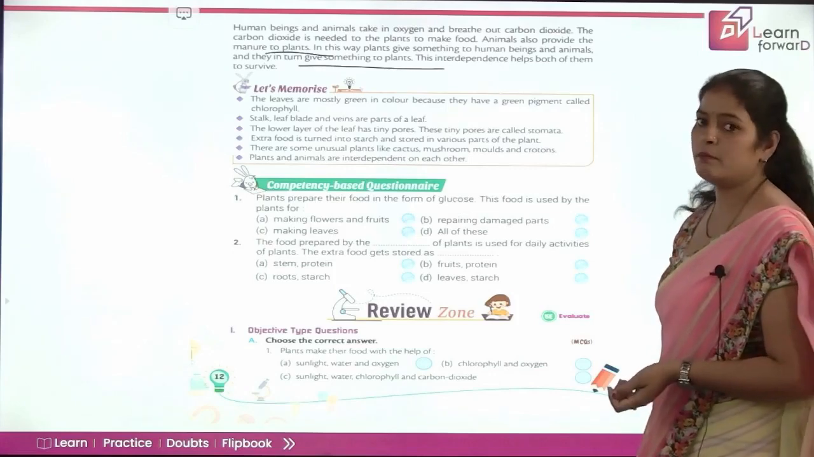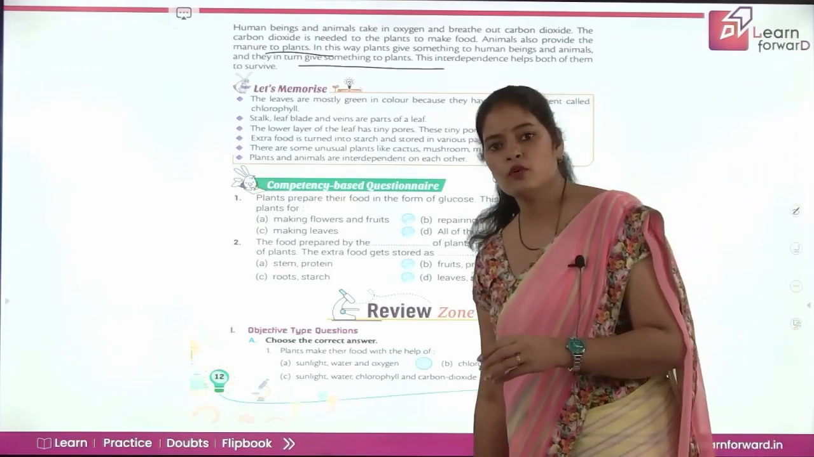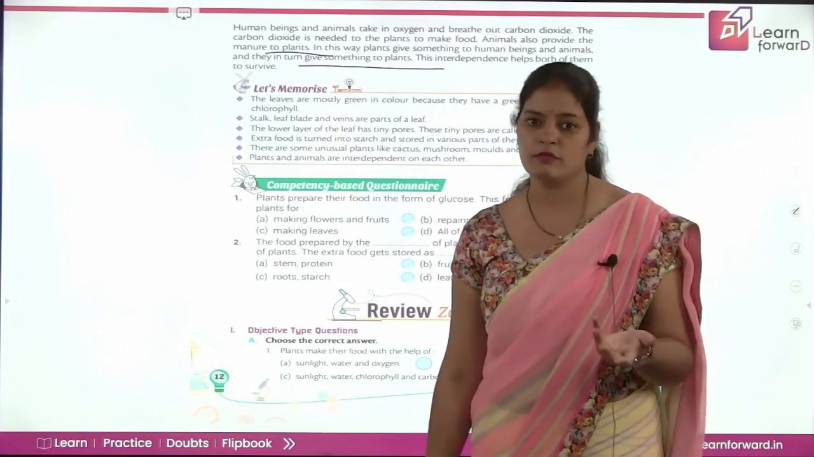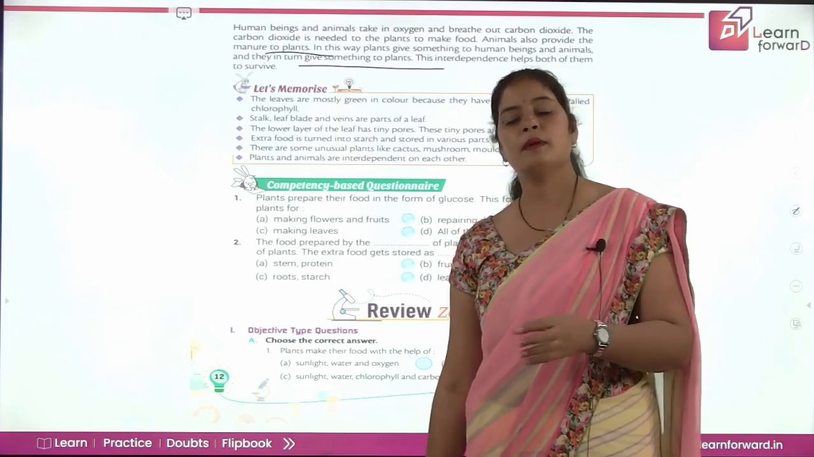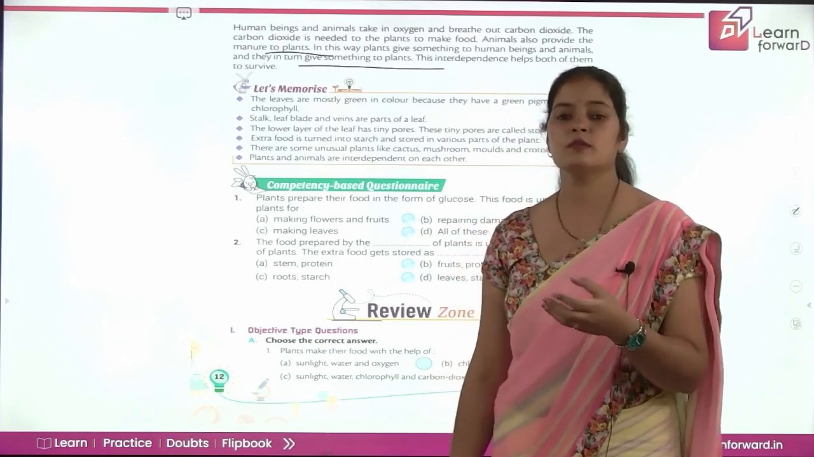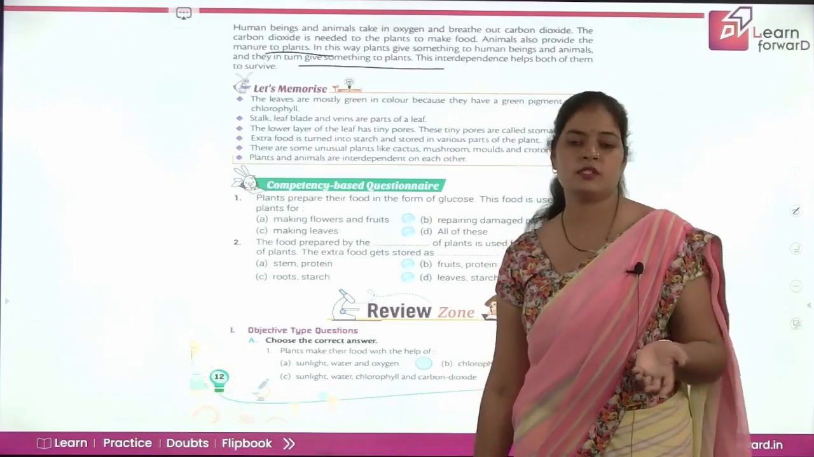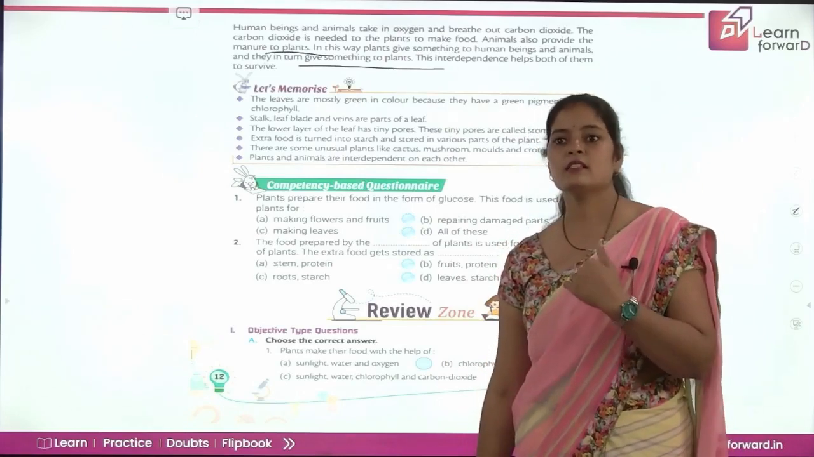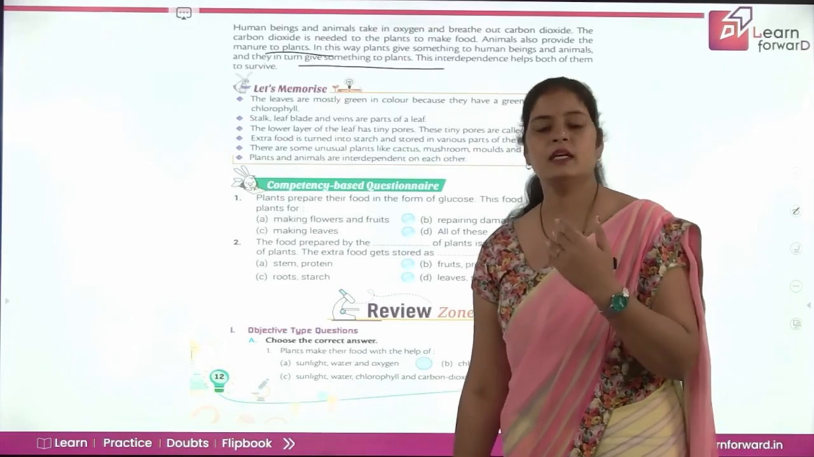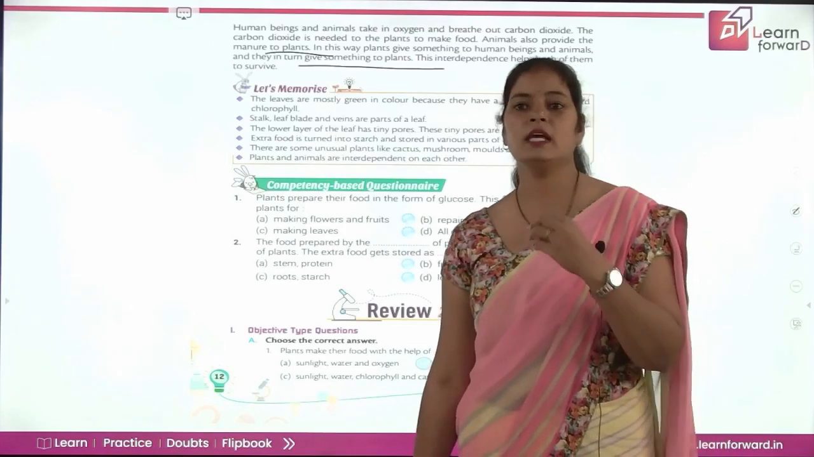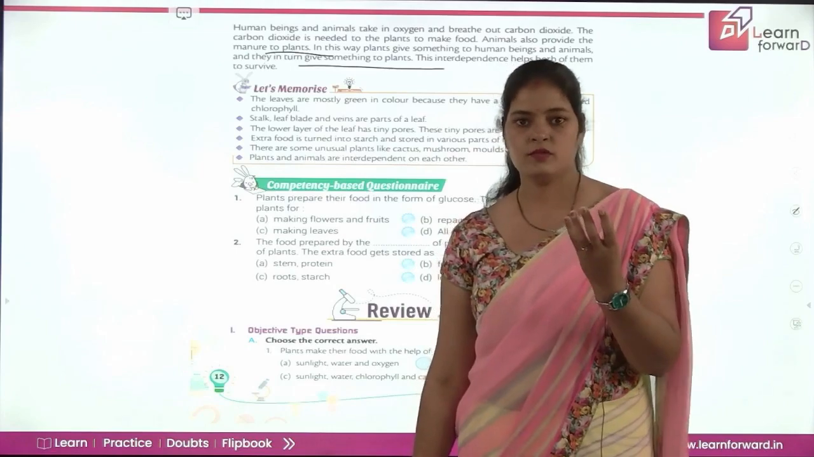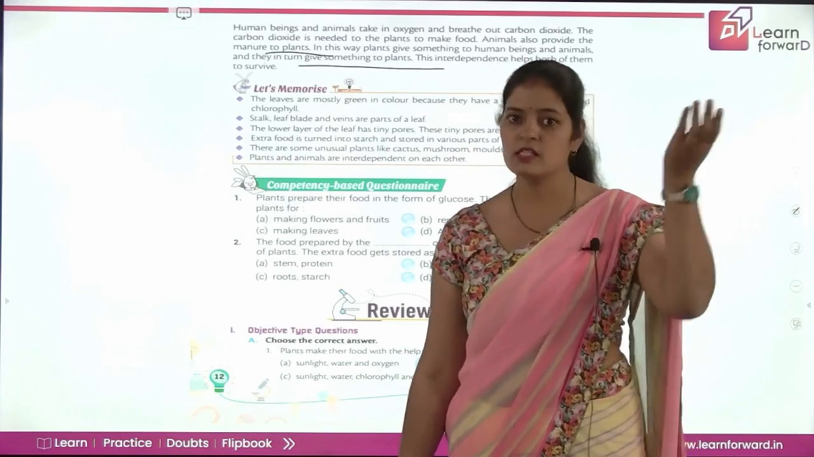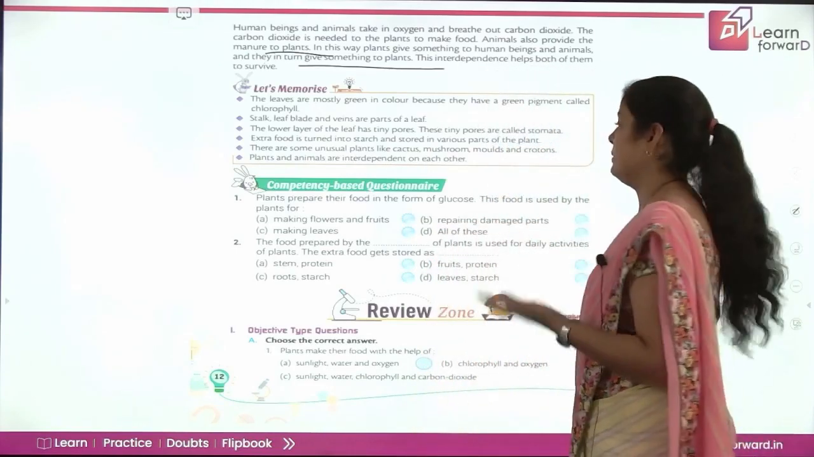This is very important because all herbivore animals depend on plants for their food, and plants are the ultimate producers. They can change sunlight into food. So we as animals are dependent directly or indirectly. If I am eating any animal, that animal has eaten plants. That is why we are interdependent.